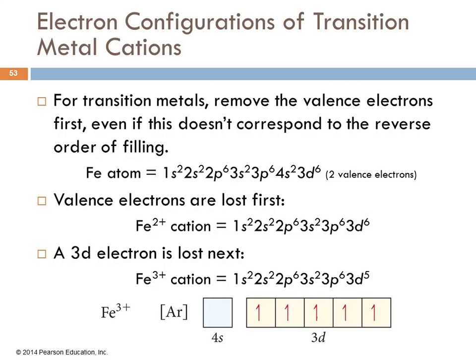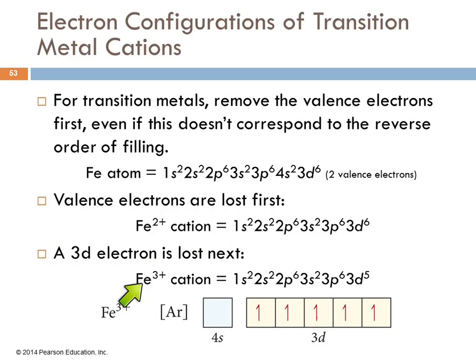For the transition metals, it works a little differently. We ignore order of filling, and we're going to remove the valence electrons first. So iron has this electron configuration: 2p6, 3s2, 3p6, 4s2, 3d6. There's 3d electrons in here, those were the ones that we think of as being added last. But when it makes an ion, we're going to lose these two valence electrons first. 4 is the highest principal quantum number. That's the valence shell. This has 2 valence electrons, so it's going to lose those first. When it loses those, then it has this electron configuration.